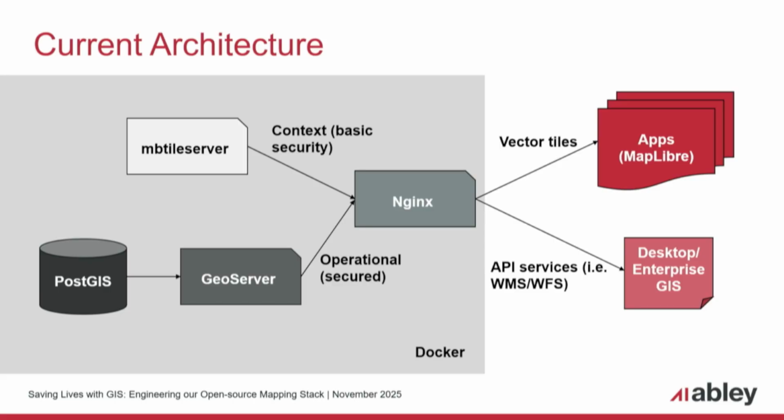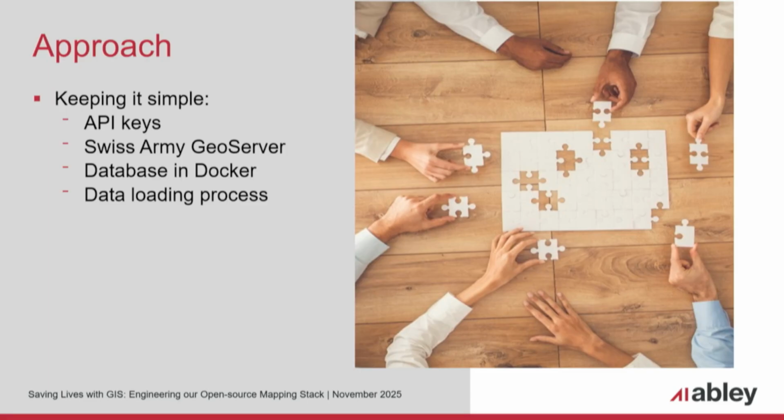On the side, we're also running an MBTileserver that gives us some context layers, and they're secured in that they have something that looks like an API key. We're not too worried, as that data is shared with everyone. As I mentioned, part of keeping it simple, we're sticking with API keys, and we're treating GeoServer as a bit of a Swiss Army knife at the moment.